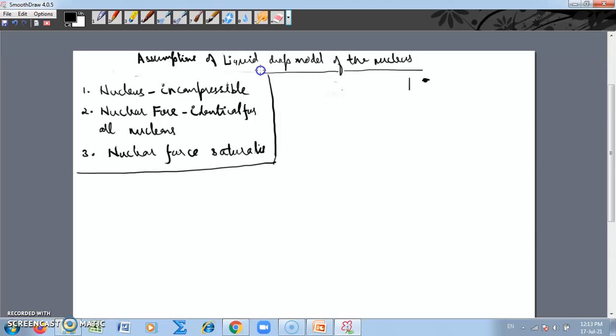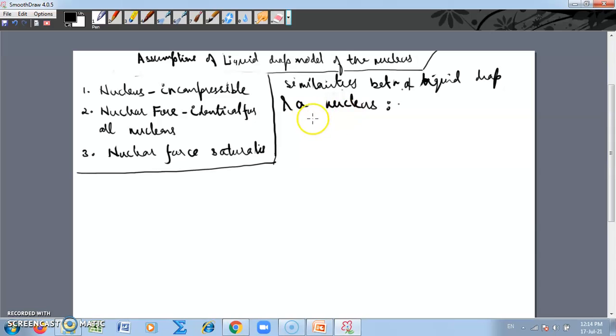So that was the assumption part. Now we go to the similarities between a liquid drop and the nucleus. So this is to be known, and is also important from the examination point of view. This is often asked: what are the similarities between a liquid drop and the nucleus?